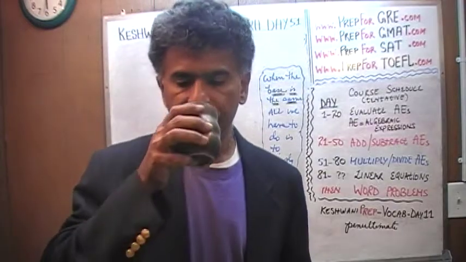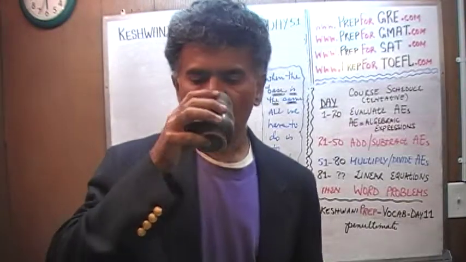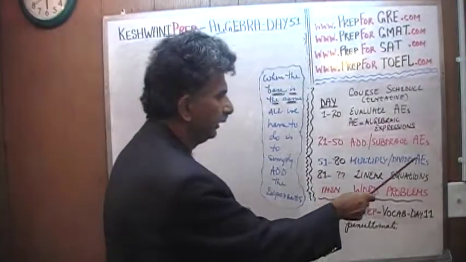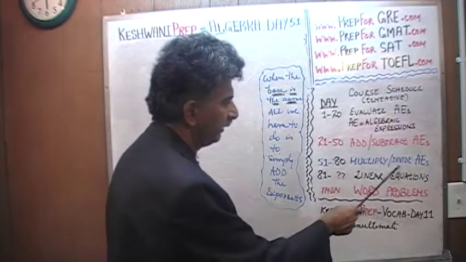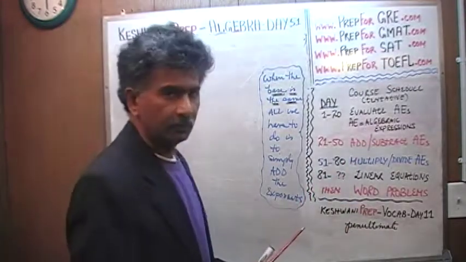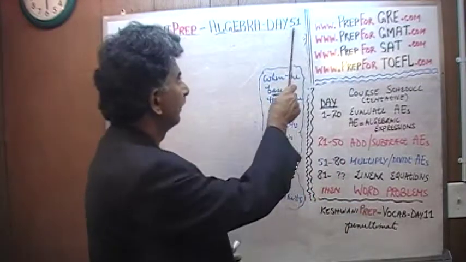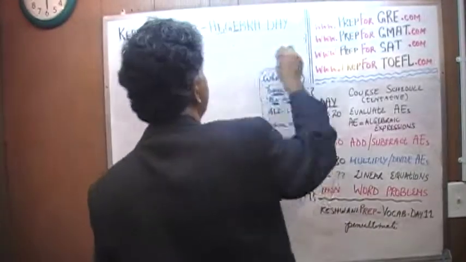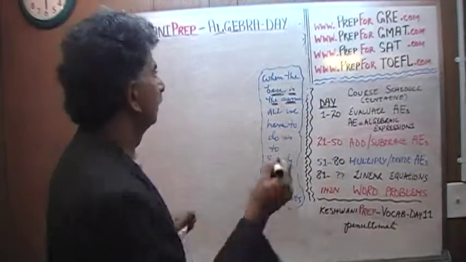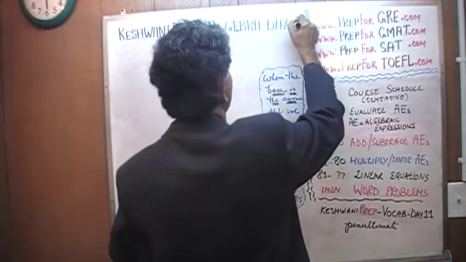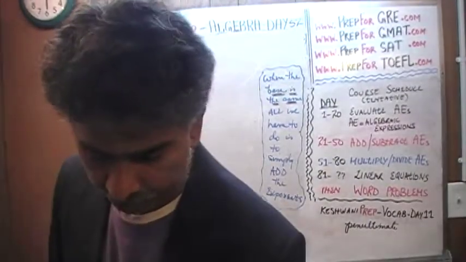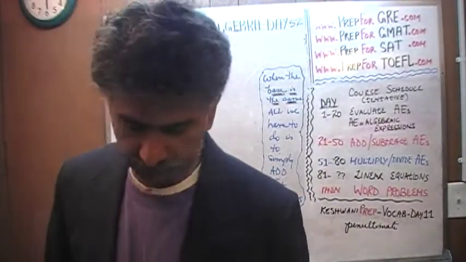Today is our lesson number 52. We are in the process of learning how to multiply and divide algebraic expressions, day number 51 through 80. We just started this topic yesterday, so we are doing problems which are very simple, very straightforward, but as we get close to day number 80, these are going to get a little bit more complicated.